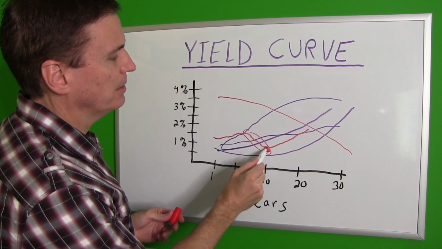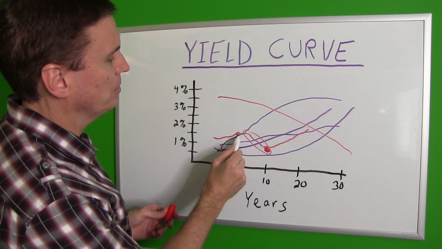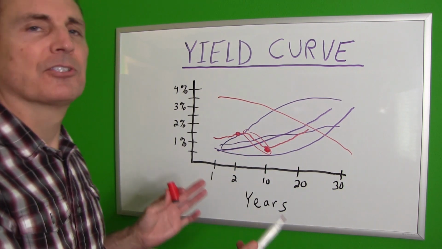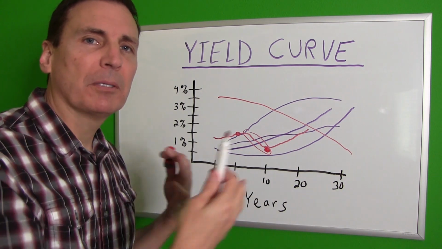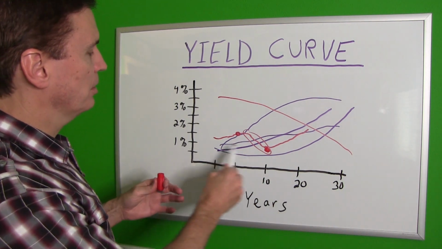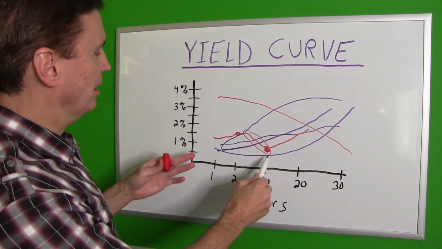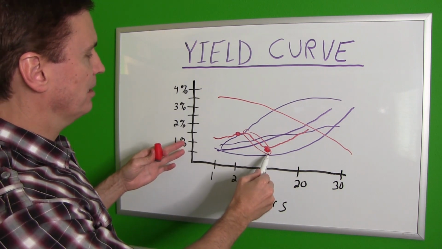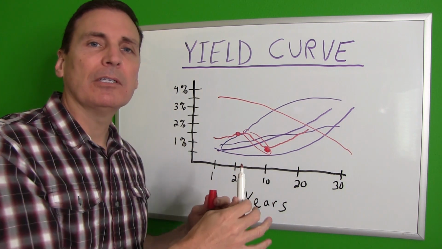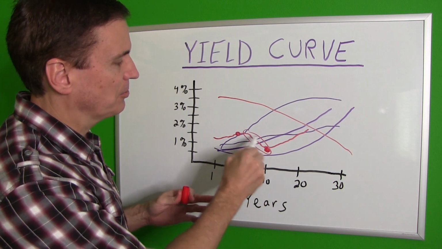In this example, a 10-year note is yielding less than a 2-year note. And that doesn't make sense, right? The longer the term you let the government borrow for, the more return you would expect. But in this case, you're getting 1% for 10 years, but you get like 1.5% for 2 years. That's the inversion, and that doesn't make sense.